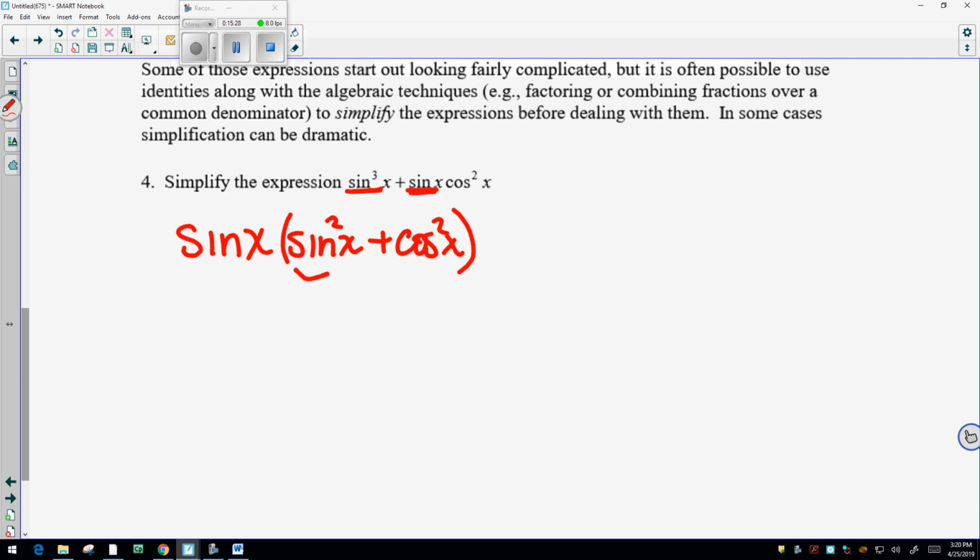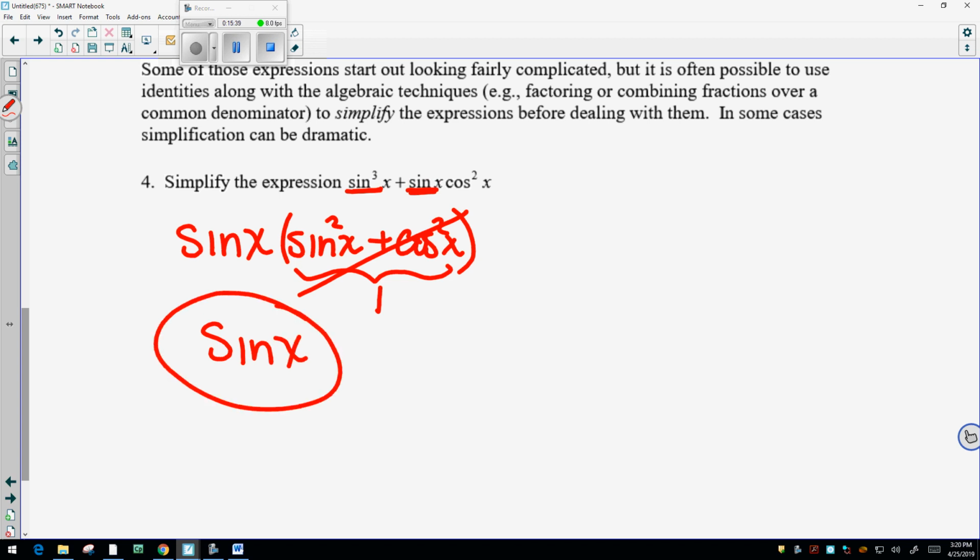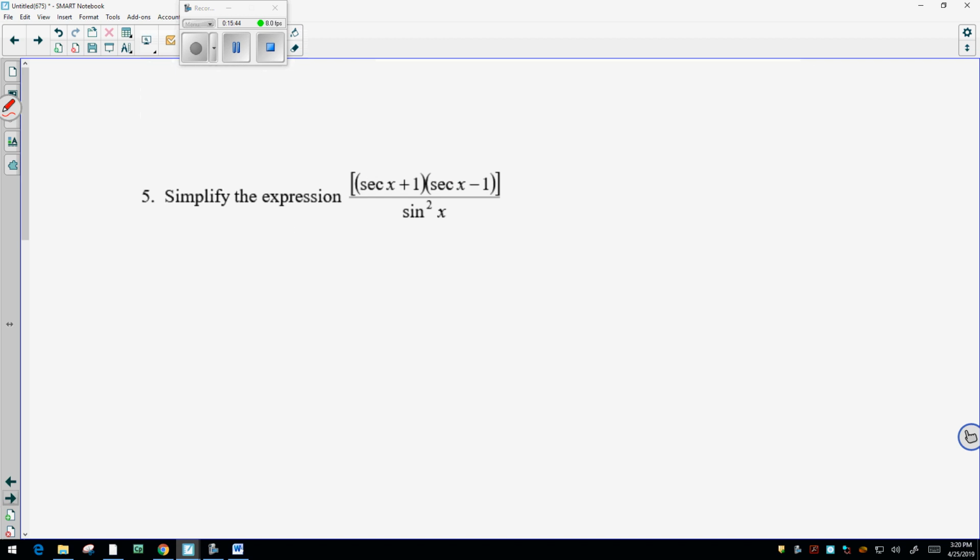And now I'm noticing something. That looks like that Pythagorean identity, which equals 1. So this whole thing actually just drops out. That whole expression that looks crazy complicated to begin with, we're just left with sine of x. Okay, so that's using some identities. That's kind of the proof idea that we're talking about.